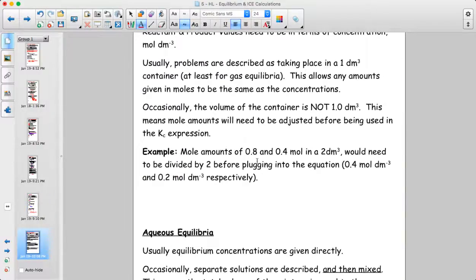But if for some reason they wanted to be extra sneaky and they said you've got 0.8 and 0.4 moles in a 2 dm cubed container, well, now the actual concentrations are those numbers halved. So 0.4 and 0.2 become the concentrations respectively.